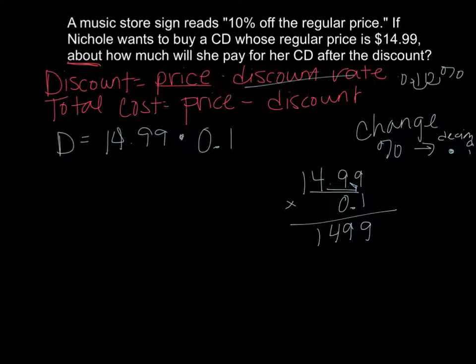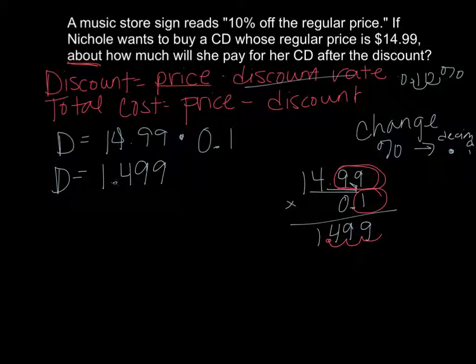I have 2 numbers up here and 1 number right here, so I have to bring it back 3: 1, 2, 3 decimal places. So my discount is going to equal $1.499. We're going to keep that there for now because it's going to help us be more accurate later. If I cut it off, then we'd be a couple cents off. So if I just keep it, that's okay.